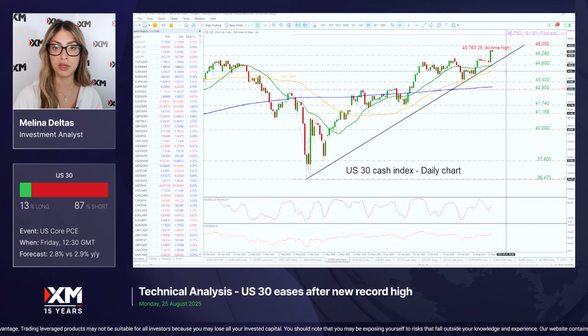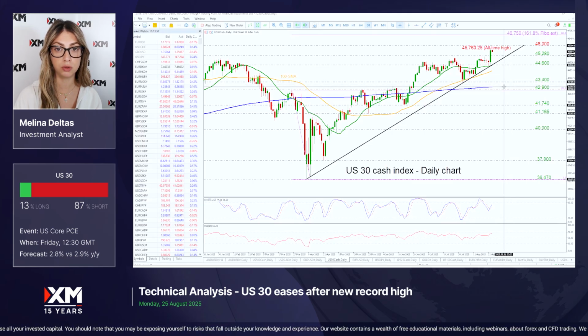Slightly lower, the 50-day SMA at 44,200. It may also attract traders' attention, but more importantly, the 200-day SMA around the 43,000. It may be the next strong support for investors.